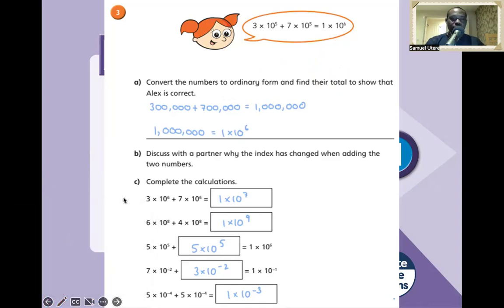So next one, you're asked to complete the calculations. The calculations are given to you here. Again, remember, when the powers are not the same, it will be useful to convert the numbers to ordinary form before you add or subtract them. This one would be a case of doing this minus that one to get this number. This minus that one to get the number in the box.